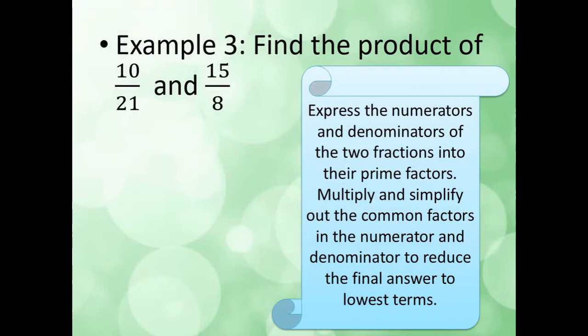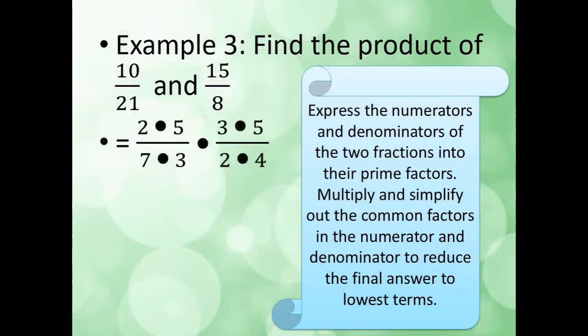10/21 becomes 2 times 5 over 7 times 3, and 15/8 becomes 3 times 5 over 2 times 4. You are now going to cancel 2 in the numerator and denominator, and 3 also. So that becomes 5 times 5 over 7 times 4. So the answer is 25 over 28.